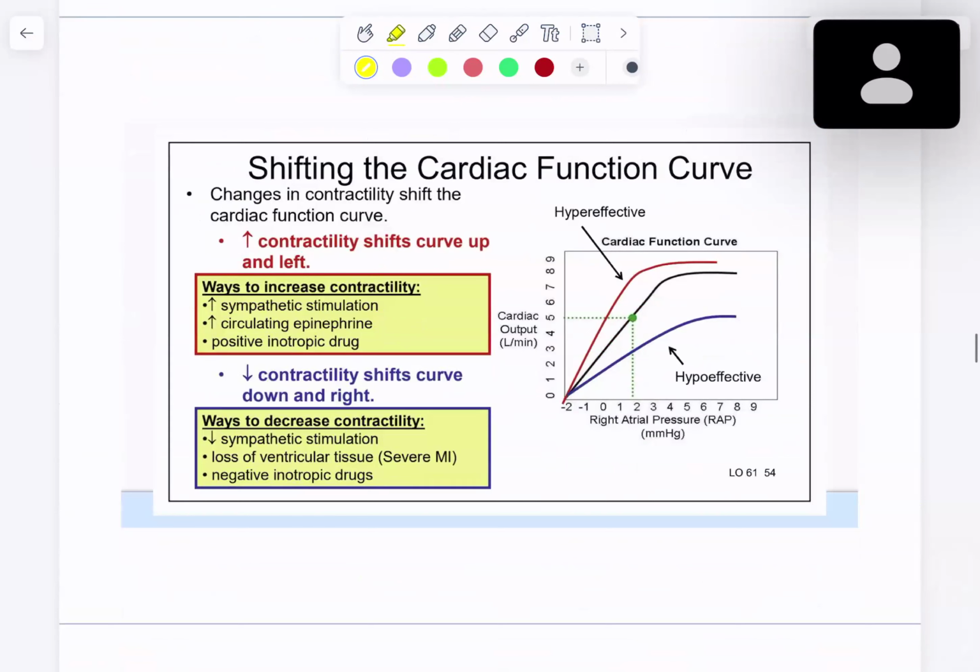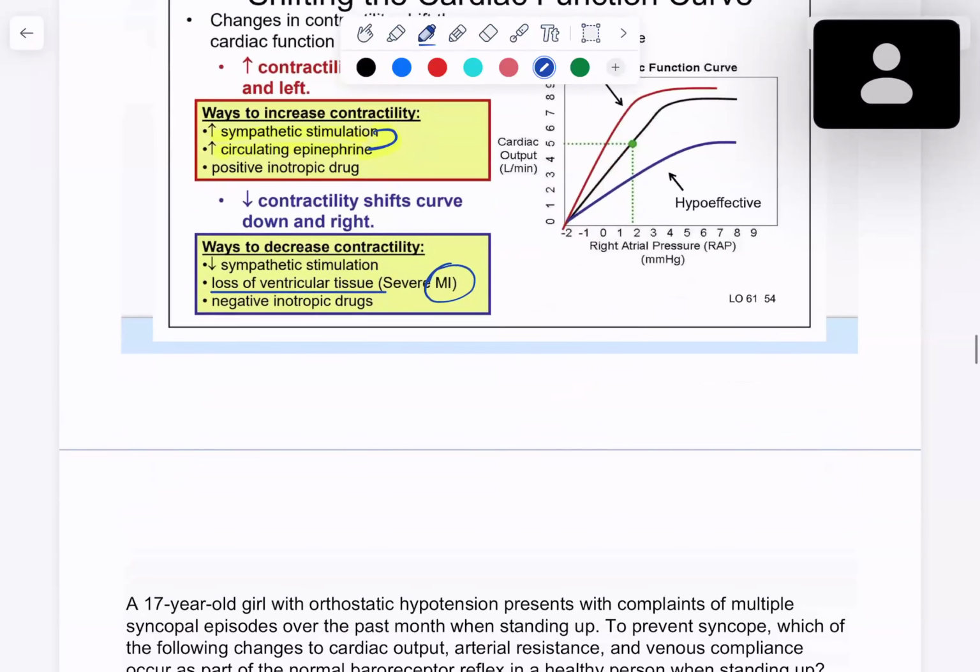Now, for the cardiac function curve, the things that will increase cardiac output are increased sympathetic stimulation, which we said increases the heart rate and therefore the cardiac output, and increasing circulating epinephrine. Epinephrine just is a stimulating hormone. Basically these two have the same effect, so they will both increase cardiac output. That's the positive inotropic drug. And finally, if you lose your ventricular tissue, then you will, of course, decrease the cardiac output because the heart as a pump is not pumping as well as it was before, for example, the myocardial infarction. Does this make sense to you guys?